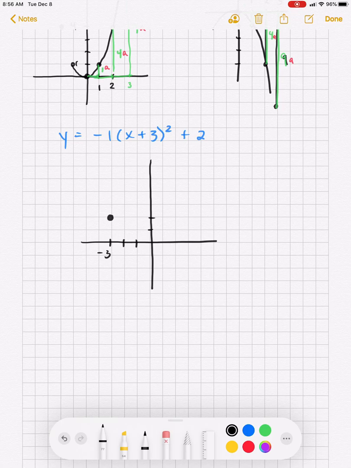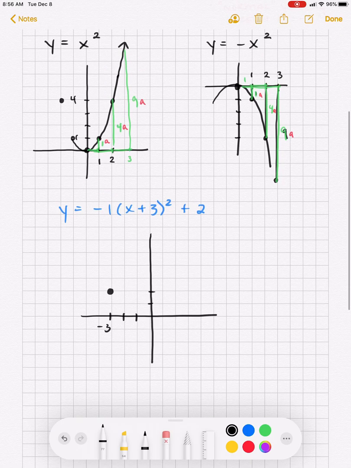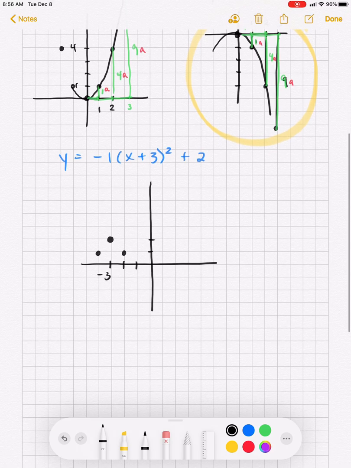Okay, and because of that normal vertical stretch, I'm going to use the same pattern that I just did right here, and we're going to go over 1 unit and we're going to go down 1 unit each way. And then we're going to put our pencil back at the vertex and we're going to move over 2 units and we're going to go down 4 units each way.